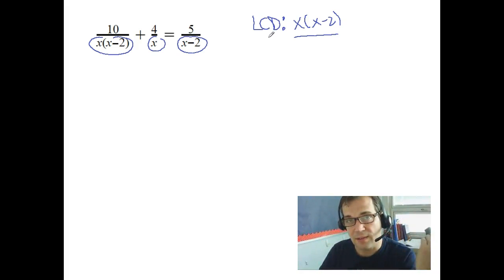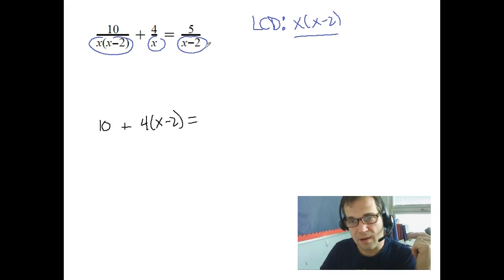I'll think about what cancels, and I'll write down what's left behind. So when I think about this fraction being multiplied by this LCD, the x's both cancel, the x minus 2's cancel, I'm just left with a 10. Plus, if I look at this expression and multiply by the LCD, what cancels? The x's cancel. So we're left with a 4 and an x minus 2.